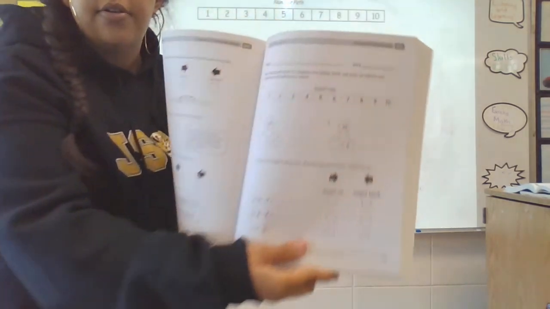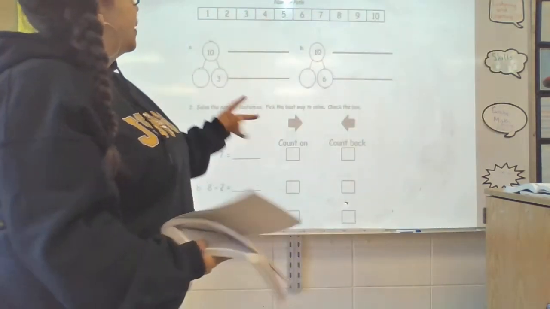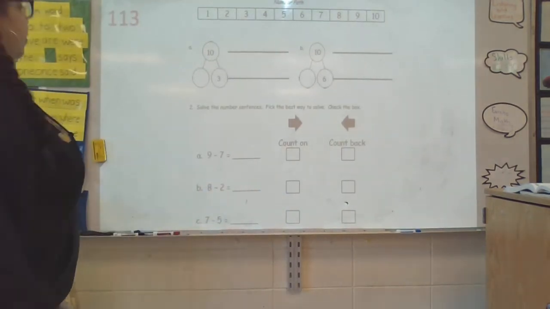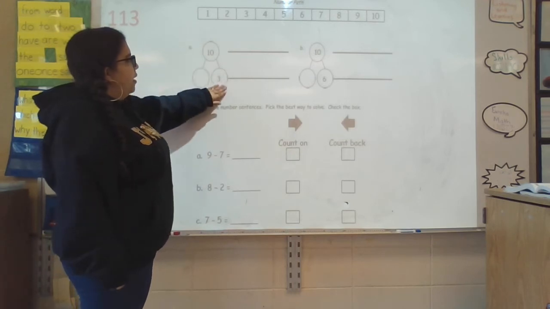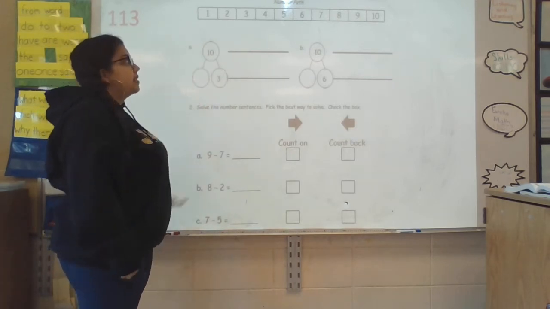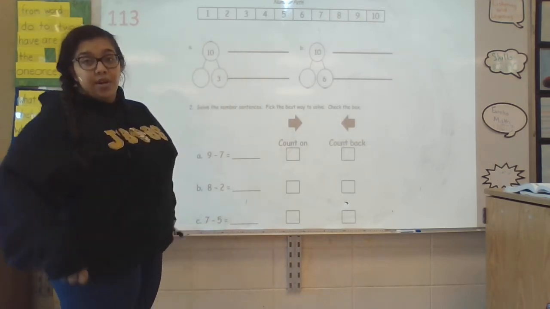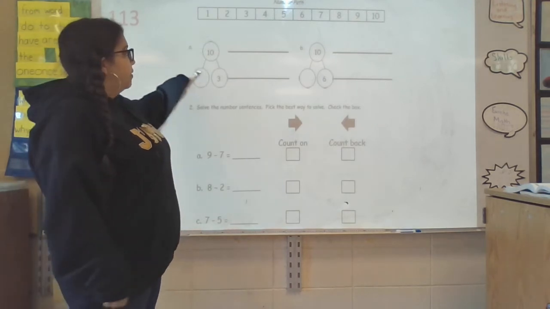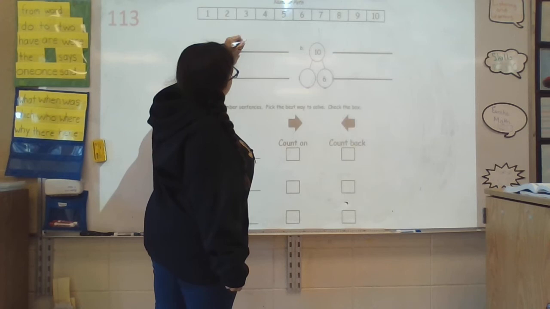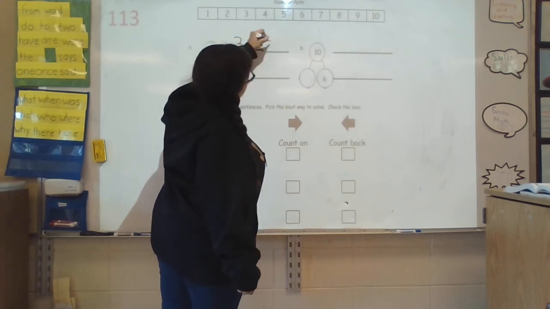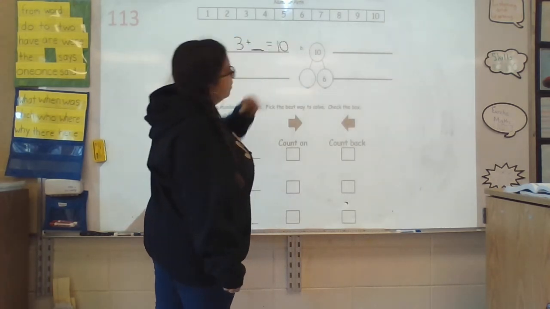So page number 113 looks like just what I have on the board. And for what we see here, we're given the whole and a part, we're missing a part. Let us set up our 2 number sentences, 1 addition, 1 subtraction, with the missing part. Let's start with the familiar. 3 plus blank is equal to 10.